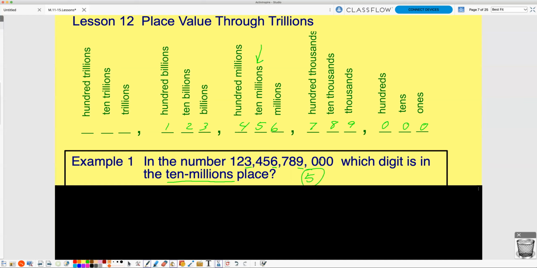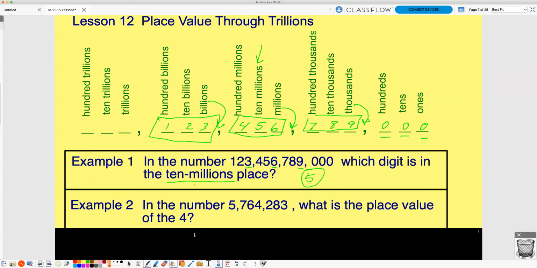Now, just a bonus, how do you read this number? All you have to do is break it down into sections. This is 123 billion. That's what that comma signifies. 456 million, 789,000. And there's no hundreds, tens, or ones, so I don't need to read this here. But that's how I would break that down.